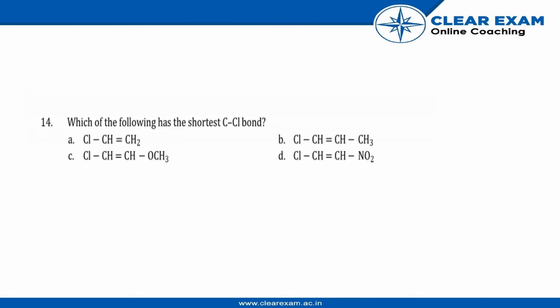Now we know that a double bond has a shorter bond length as compared to a single bond. So the compound with the highest number of double bonds has the shortest bond length, right? Now let's check for the first case. In this case, chlorine will lend or transfer a lone pair, and this bond will also open, right?